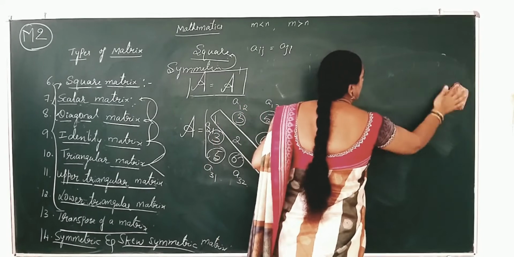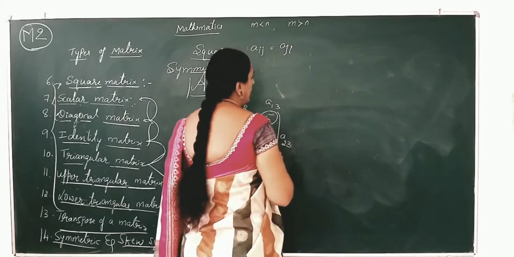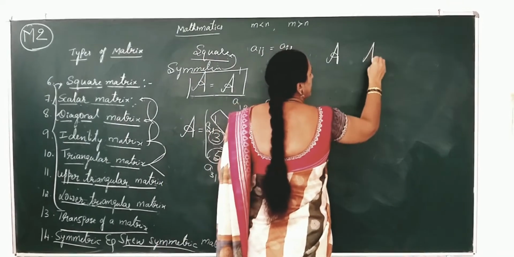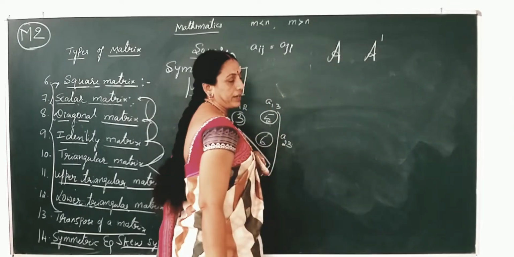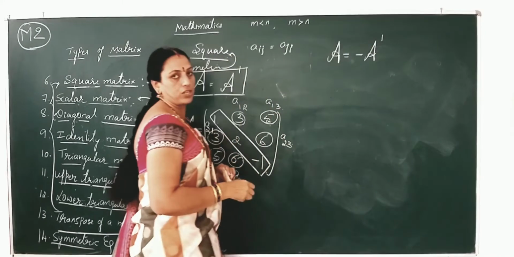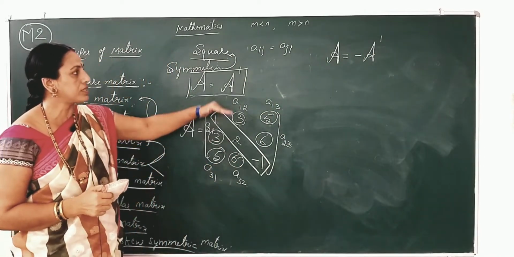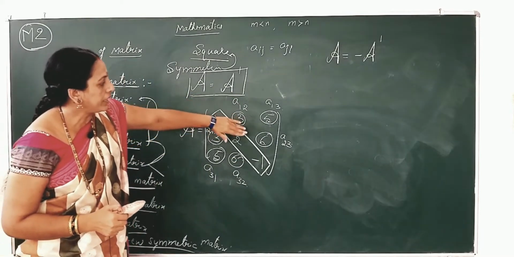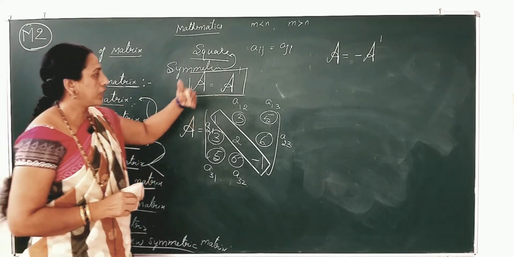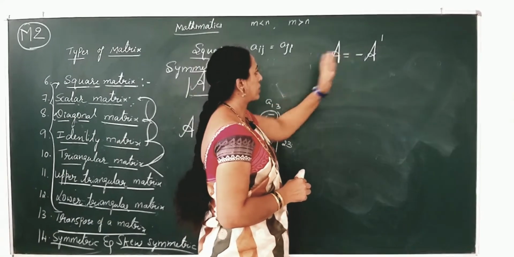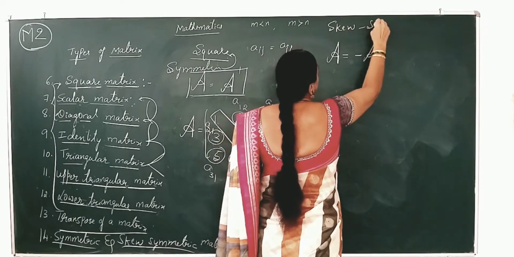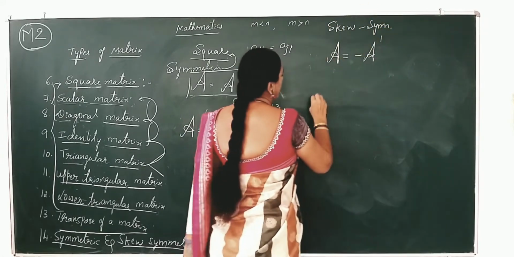Then the next one is skew symmetric matrix. A is a square matrix, and A dash is the transpose of the matrix. Then A is equal to minus A dash. That means all the elements after transposition change to their negative values. If they equate, that is called a skew symmetric matrix. So, an example.